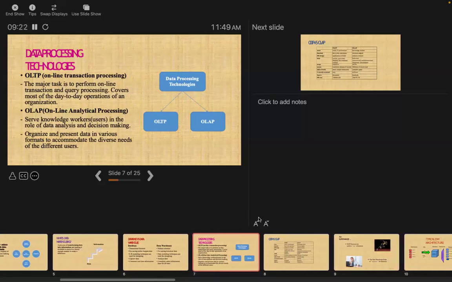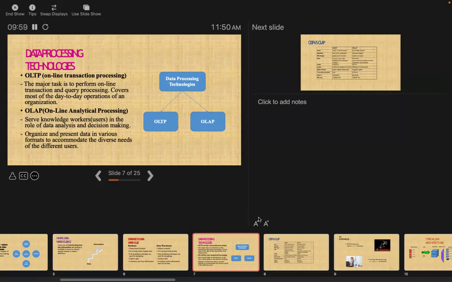Now let's come to the next point of discussion, that is OLTP and OLAP. OLTP stands for Online Transaction Processing. OLAP stands for Online Analytical Processing. Both of these techniques are related to data processing, right? How we process the data, that actually brings these two techniques, OLTP and OLAP.